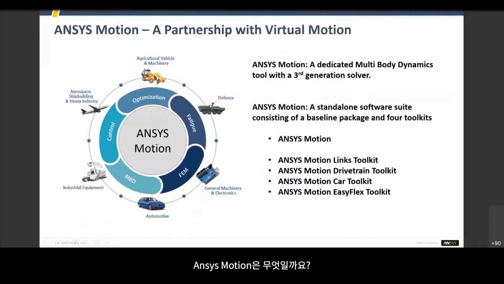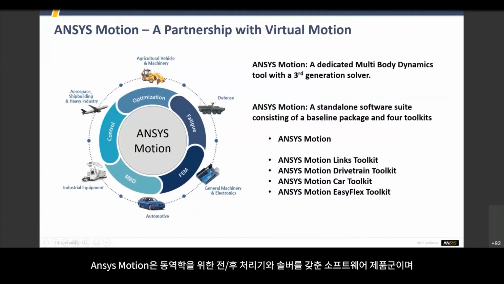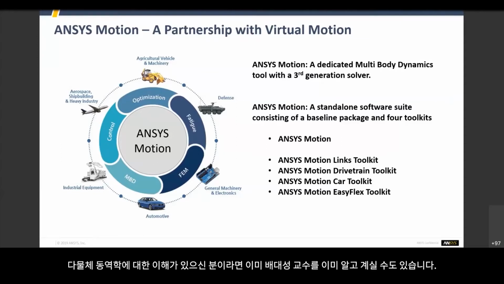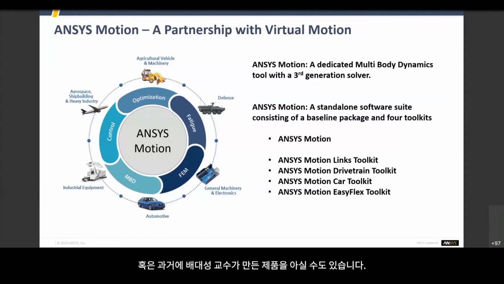What is Ansys Motion? Ansys Motion is a dedicated standalone multi-body dynamics tool. So it's a software suite in its own right with its own pre-processor, post-processor and solver, and an integration into Ansys Mechanical via an ACT app. We call it a third generation solver because although this is a new product, it has some real pedigree behind it. This is a partnership product between Ansys and a company in Seoul in South Korea called Virtual Motion. That company is run by a man called Professor Daesung Bae. If any of you know anything about the world of multi-body dynamics, you may know of Professor Bae already, or indeed of the products that he's created in the past.